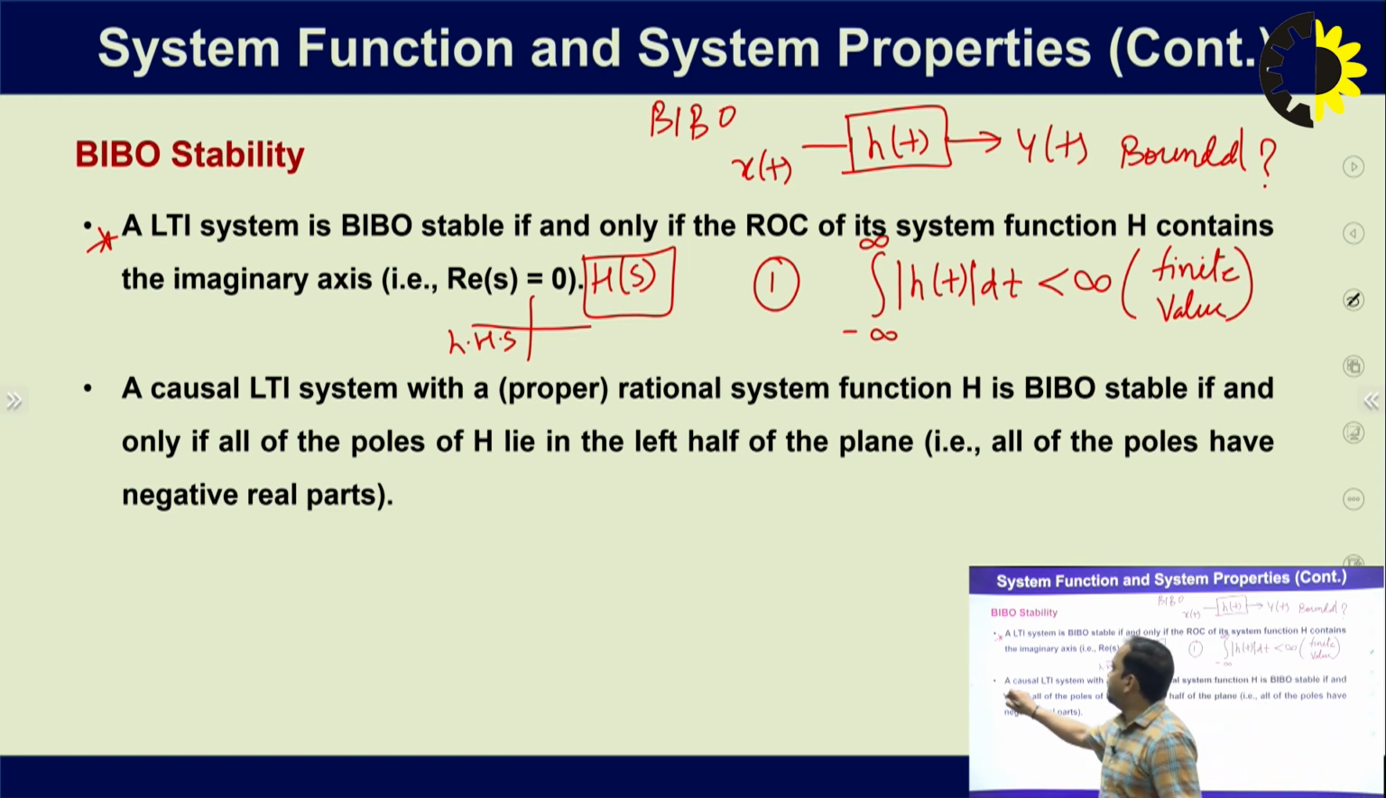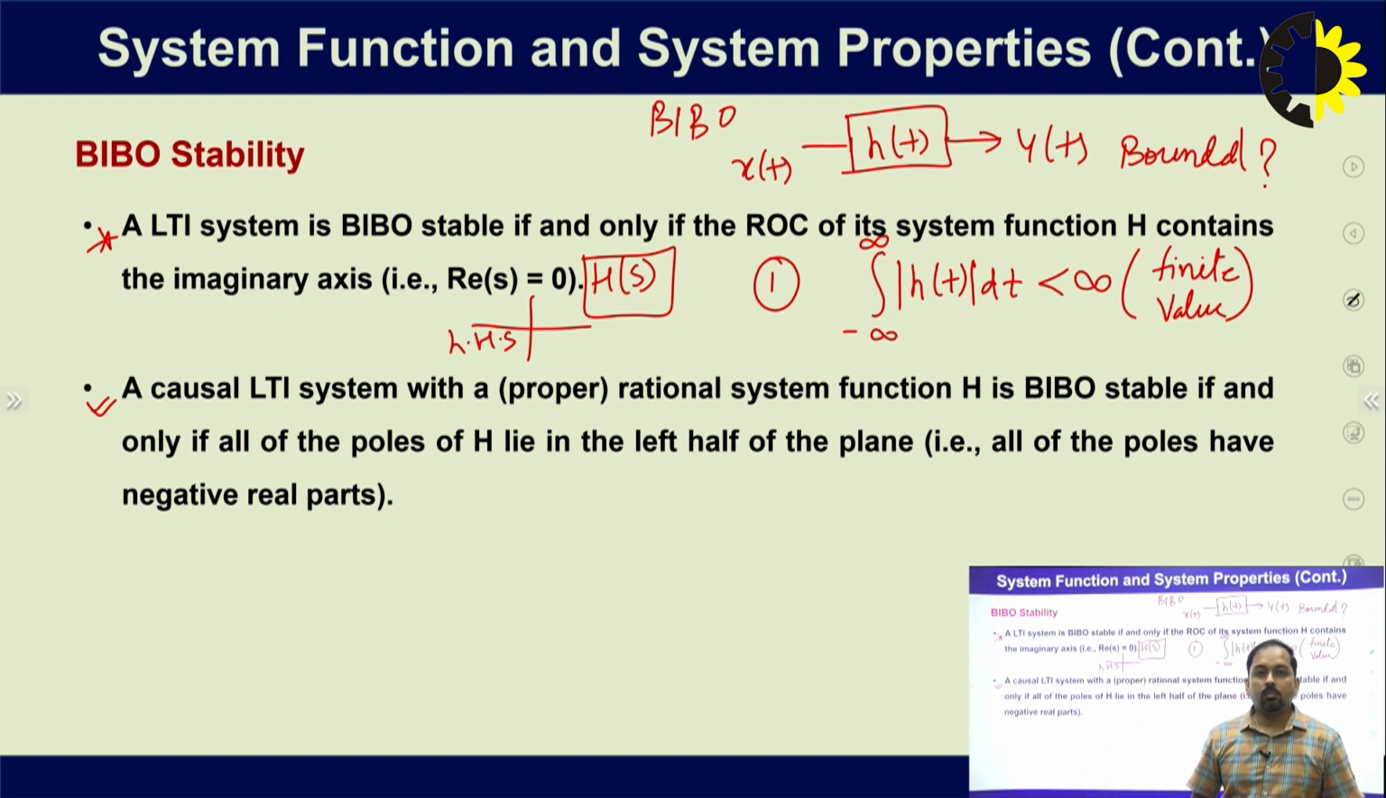Next we have a causal LTI system with rational system function H(s). It is BIBO stable if and only if all the poles of H(s) lie in the left-hand side of the S plane. This point I have already mentioned here.